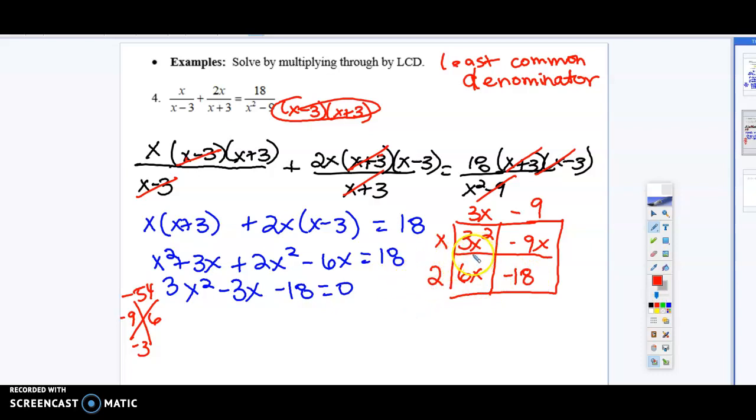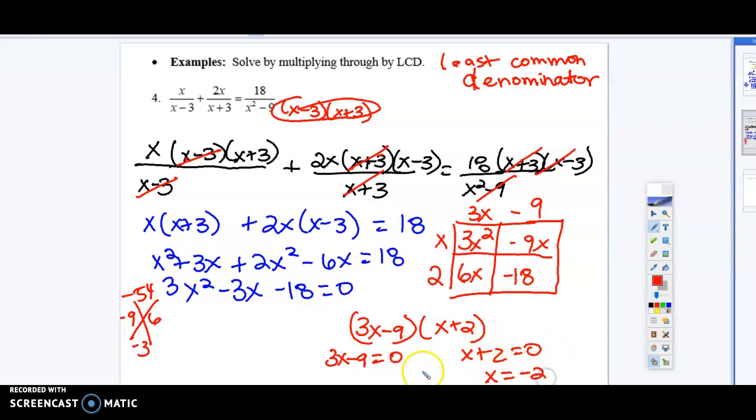The way I check that is by asking, what times 3x gives me 3x squared? All right, so I'm going to rewrite this in factored form. This is going to give me 3x minus 9 times x plus 2. I'm going to set both of these equal to 0 and solve. So 3x minus 9 equals 0, and x plus 2 equals 0. When I solve, I get x equals negative 2, and x equals 9 over 3, which is 3.